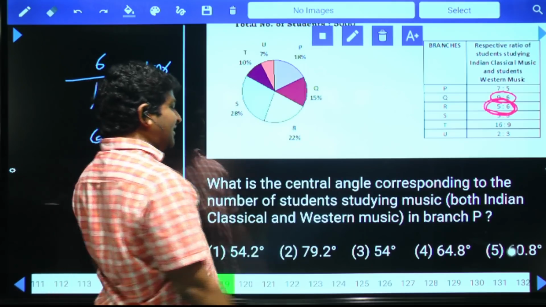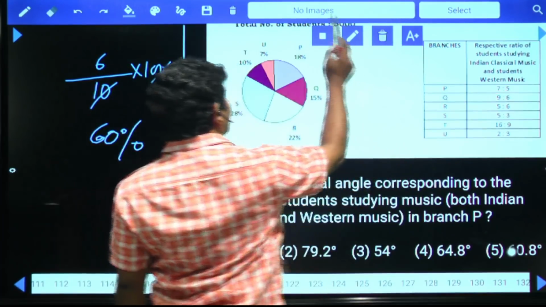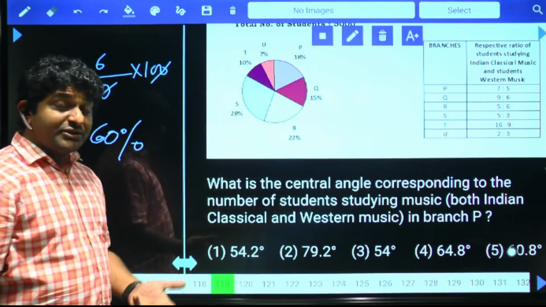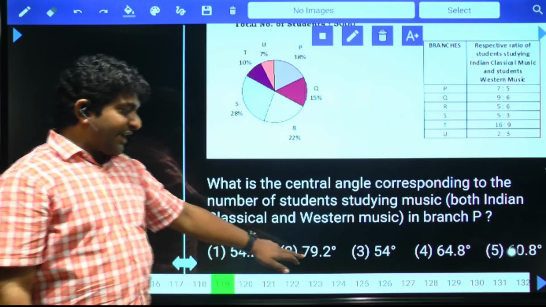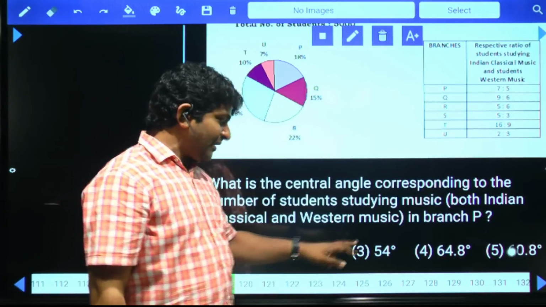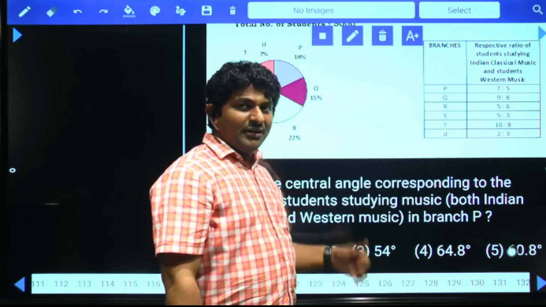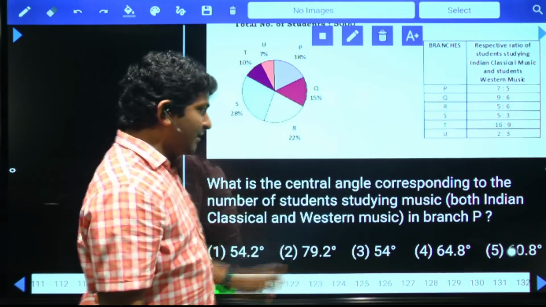Next. What is the central angle? Whenever your question is about central angle, we will verify which multiple? 9 multiple. Is your first option 9 multiple? No. Second, 9 multiple. Yes, maybe your answer. Third, yes, 9 multiple. Multiple options are there. We have to calculate. Now let's see.